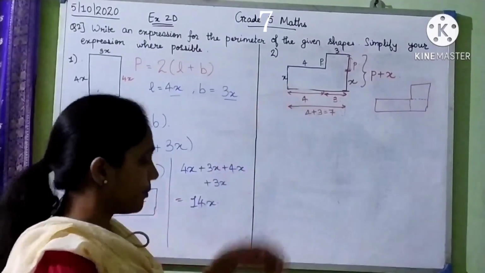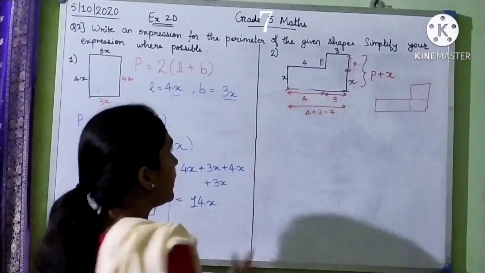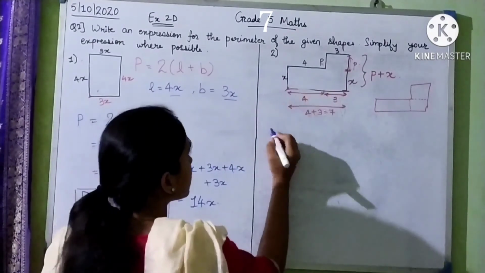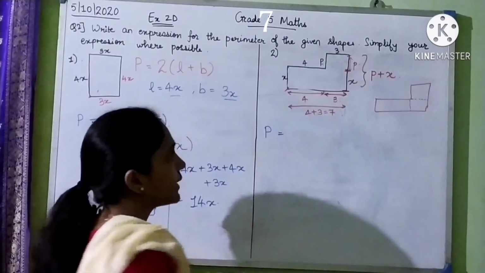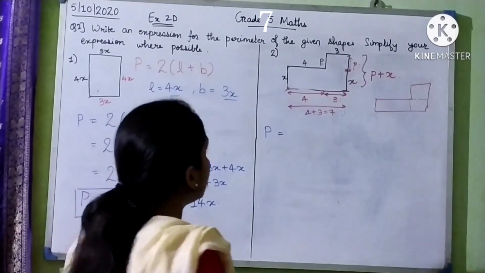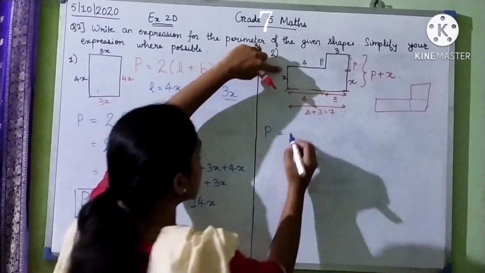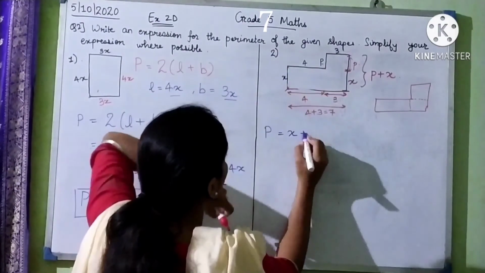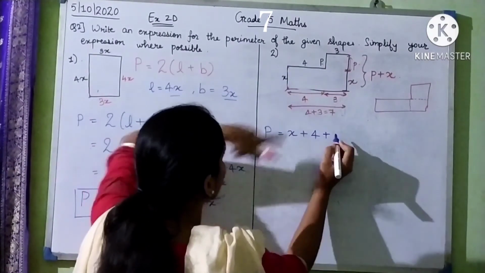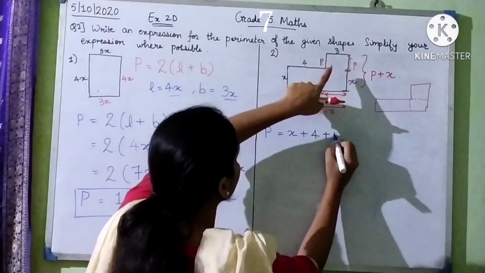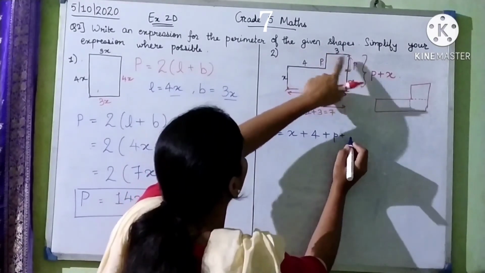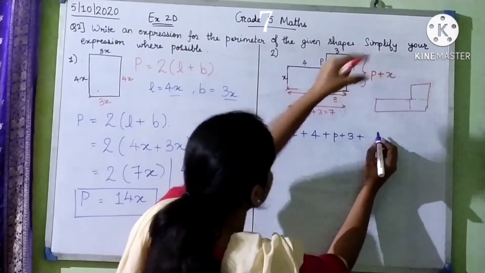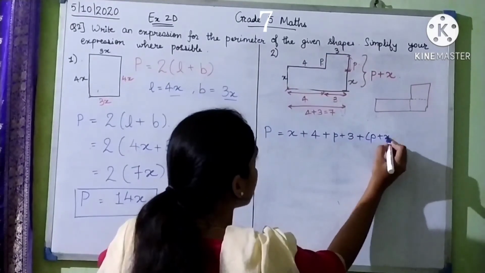So let's start from this point. From here to here, what is the length? We are finding the perimeter of this figure. So perimeter: from here to here the length is x. Then from here to here the length is 4, so x plus 4. Then from here to here it is p. Then from this point to this point it is 3. Then this length is p plus x. So total I write it as p plus x.